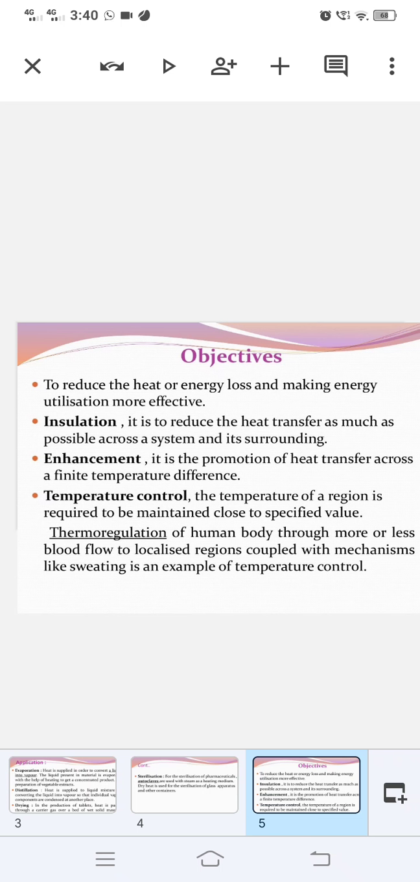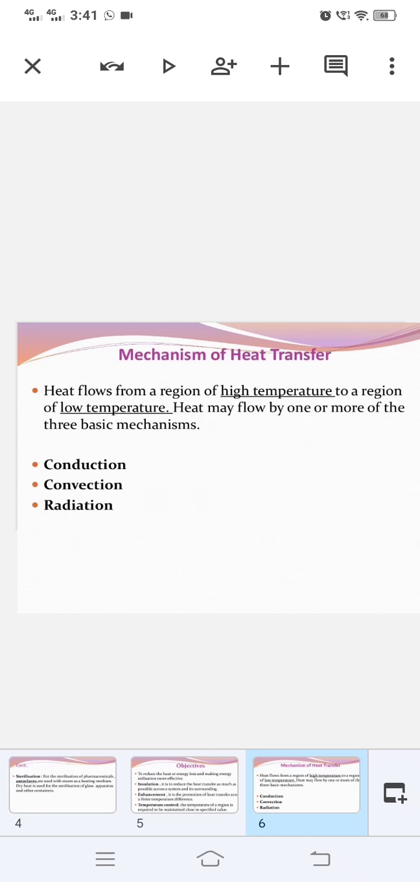Okay, next topic is mechanism of heat transfer. Mechanism means how any process is taking place. So we will study now what are the basic steps through which heat transfer takes place. In earlier slides, we have studied that heat flows from a region of high temperature to a region of lower temperature.